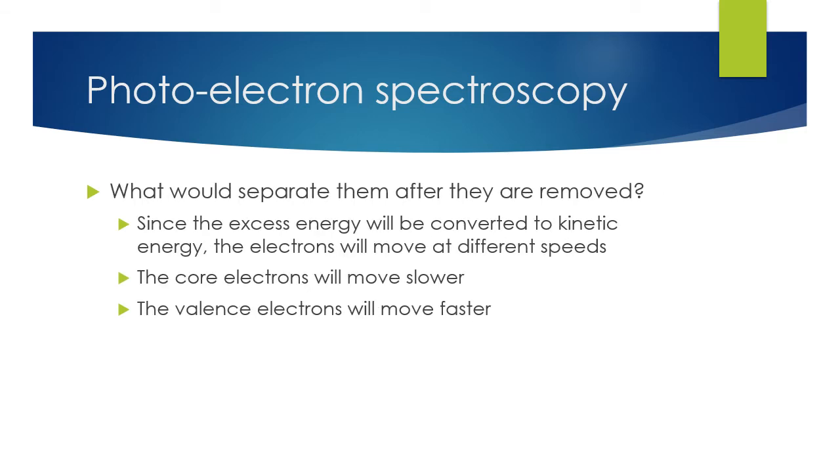With consideration to how the electrons would separate and how we could distinguish between different ones, we mentioned earlier that the excess energy that's not used for the ionization process is converted to kinetic energy. And therefore, the electrons are going to move at different speeds when they come out. The core electrons required a lot of that energy to be ionized, and therefore their kinetic energy is very low, and they will move slow. Valence electrons, on the other hand, needed a lot less of that for their ionization, and thus they'll have a much greater kinetic energy and move at much faster speeds.